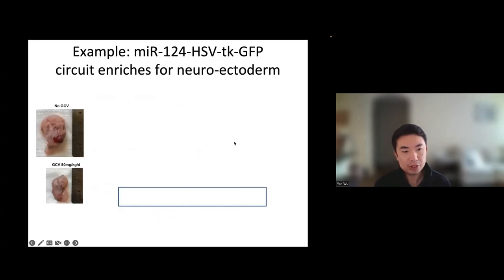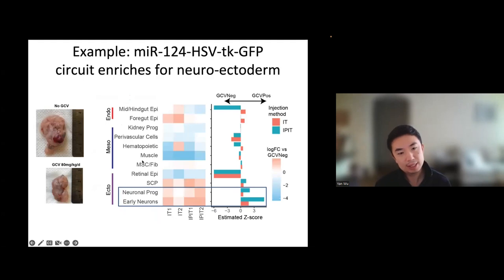But for our first example, here we see the effect of ganciclovir on teratoma size. We can see that the teratomas with ganciclovir are much smaller, and they essentially stop growing after a certain point. And this miR-124 circuit, so miR-124 is a neuroectoderm specific microRNA, was able to enrich for early neurons and to some extent neuronal progenitors. And there are two different injection methods here. One is intratumoral and one is intraperitoneal and intratumoral. And obviously the dual injection method produced a much greater effect.